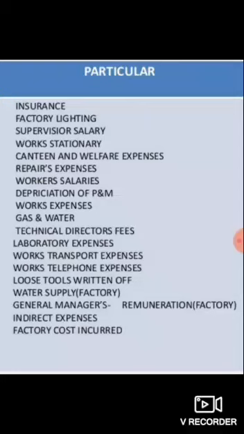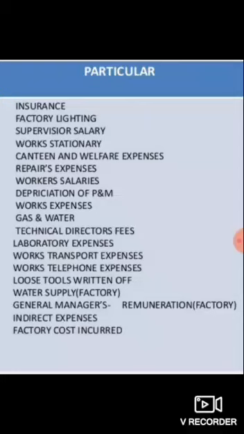And laboratory expenses, if the company has a laboratory, so if they are doing experiments in that or another laboratory, those expenses should also be added. And works transport expenses, so if the company provides workers transportation facilities, those transportation facility expenses should also be added. And the telephone facility, if it is also provided by the company for workers, those expenses should also be added.